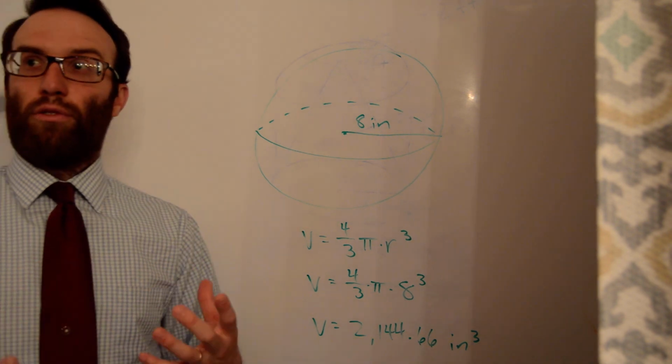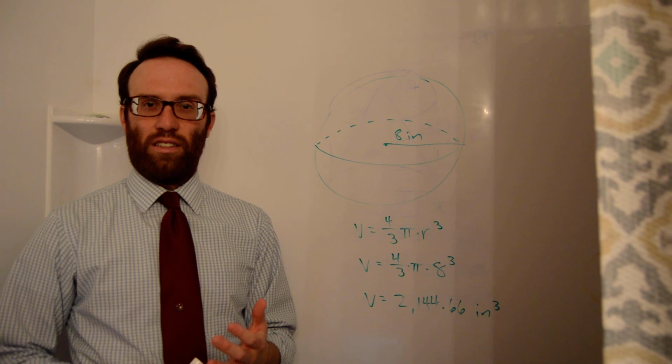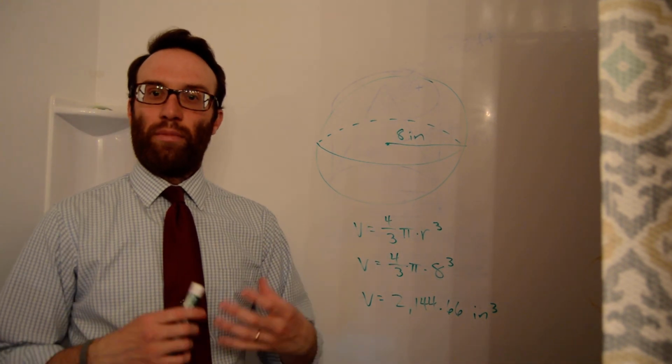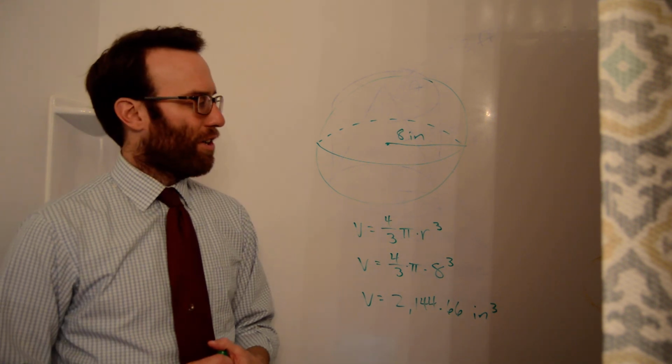So those are our 3 solids that have curves to them. We had cylinders, we had cones, and we had spheres. All right, we're going to stop this video. We'll shoot another one here with non-curved figures.